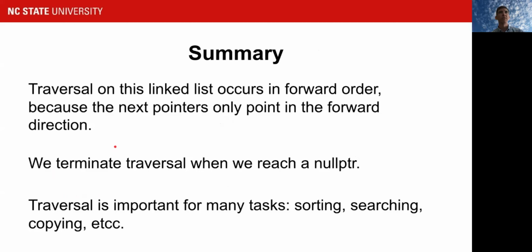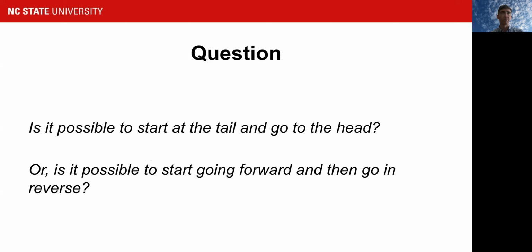In summary, traversal on a linked list occurs in forward order because the next pointers only point in the forward direction. We have to terminate traversal when we reach a null pointer, because if we were to try to keep going, it would lead to a fault and a failure. So we have to catch that termination condition precisely. Traversal, again, is important for many tasks like sorting, searching, copying, etc. This basic loop, you need to get really comfortable with the ability to write. You should just be able to write it without thinking hardly, because it's not only going to be valuable for lists, it's going to be valuable in a lot of other data structure implementations we're going to see.